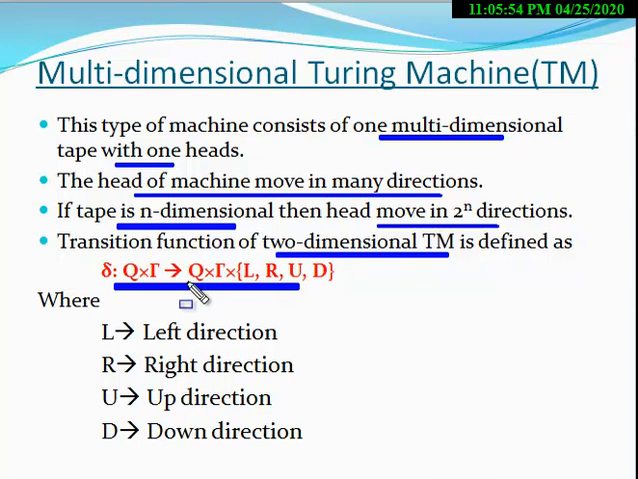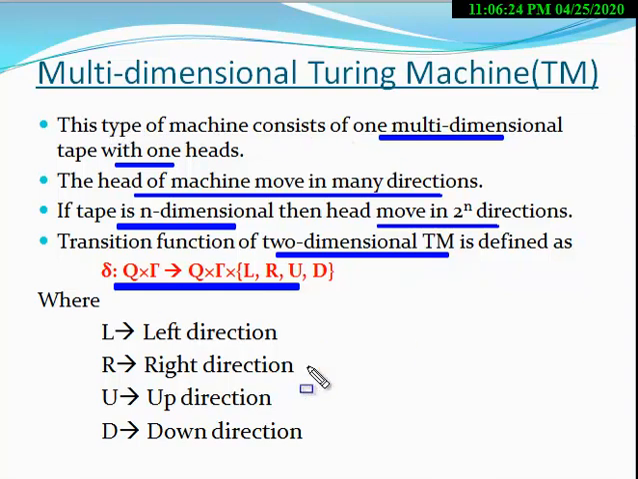The first output will be the state, second will be the tape symbol, and third will be either L, R, U or D. If L, then the machine moves in the left direction. If R, the machine moves in the right direction. If U, the machine moves in the up direction. If D, the machine moves in the down direction, right? So this is the multi-dimensional Turing machine.